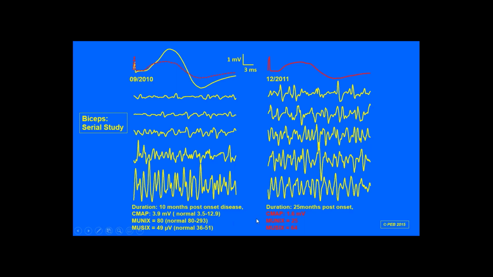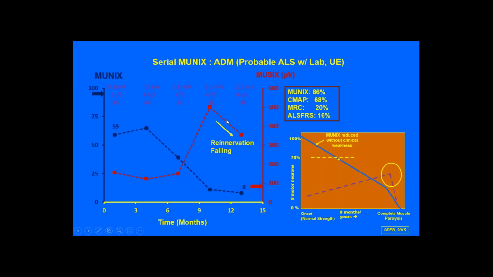So we see more of a reflection of the disease in the MUNIX than just looking at the drop in the CMAP amplitude. And what does this show us here? Well, look here, what I said here with the reinnervation failing in the schematic, and we see this nicely demonstrated here.